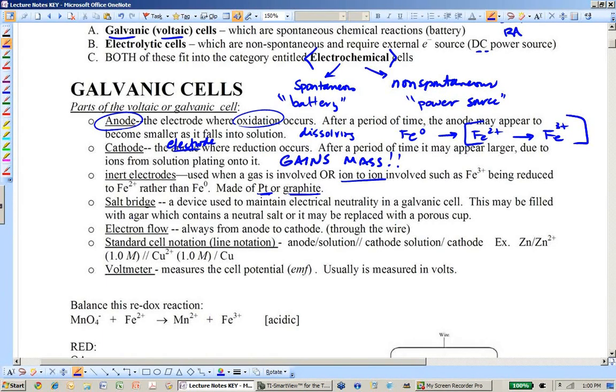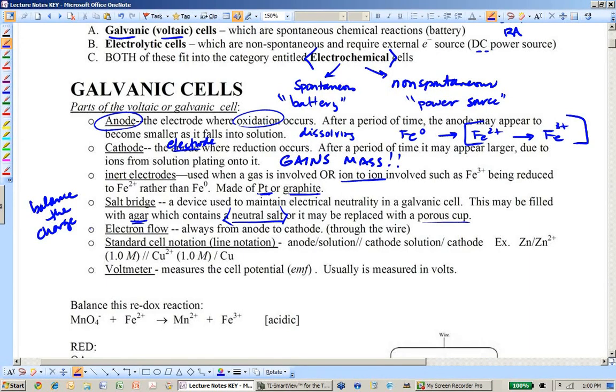Also, there's a salt bridge, and this is a little device that is used to maintain electrical neutrality in a galvanic cell, meaning balance the charge. We're going to have ions moving, and so we need to balance that charge. And this can be filled with agar. Think petri dish, think biology, think that jello-like stuff that we have in a hot solution, pour it into a petri dish, and then let it gel, literally, kind of like jello. And it contains a neutral salt, or it could be replaced with something called a porous cup. But neutral salts are more common in the laboratory.